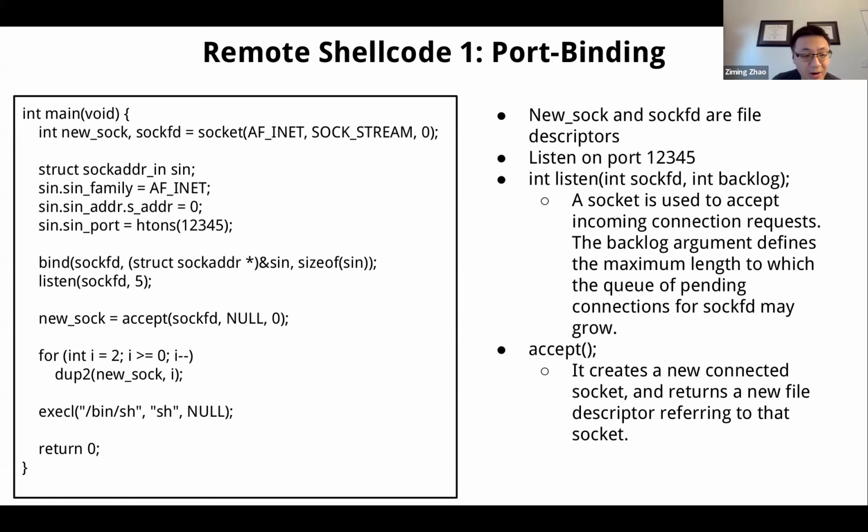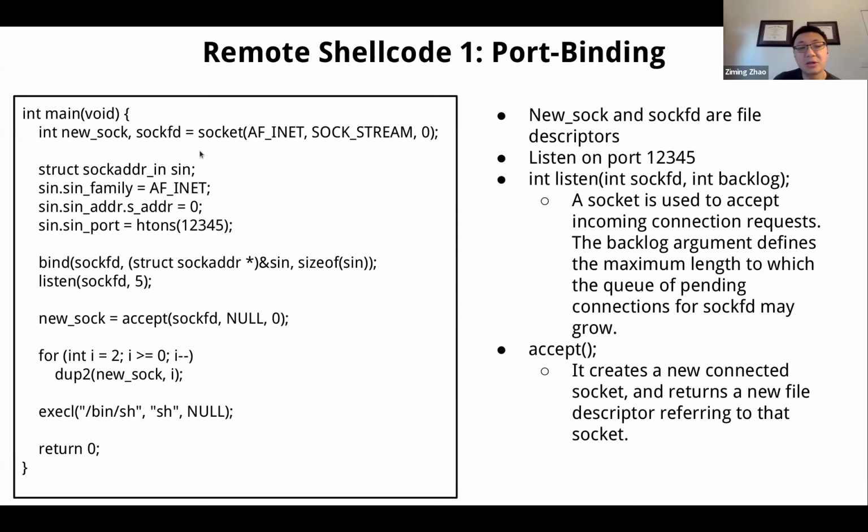If you open a file from the local storage, that is a file. That can also be abstracted as a file descriptor. In this case, we can create two file descriptors. One we call new sock, and we didn't initialize its value. Another one is called sock fd, and this one we initialize.